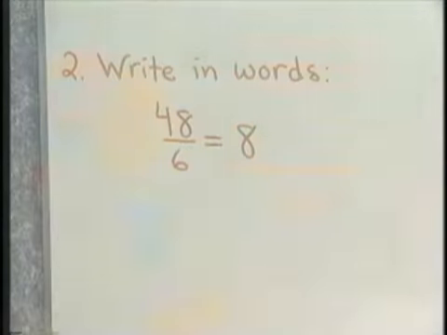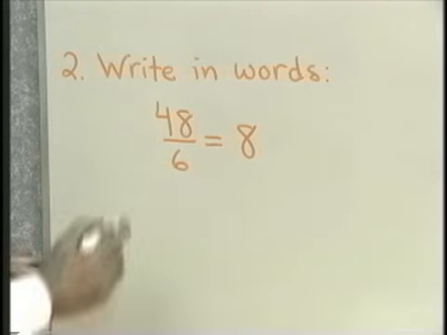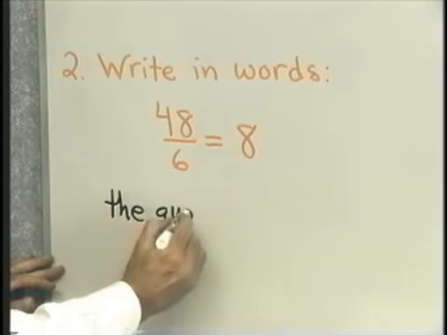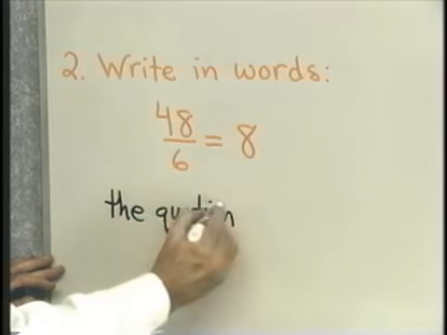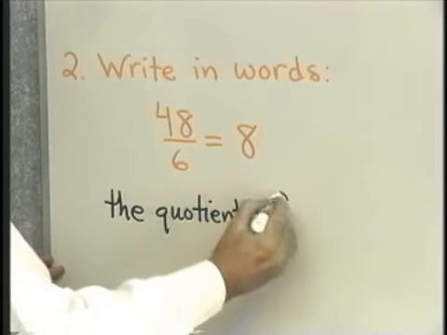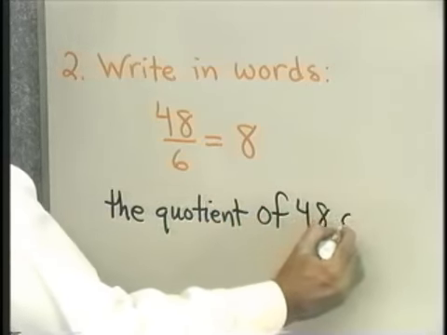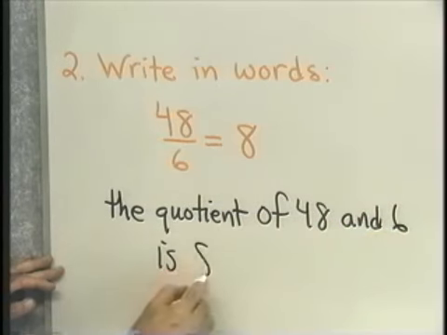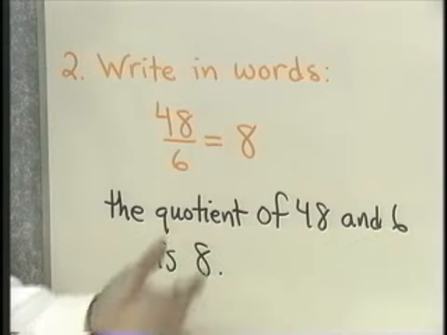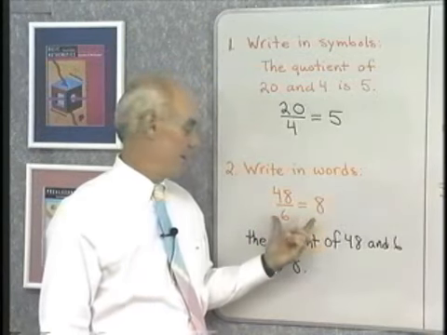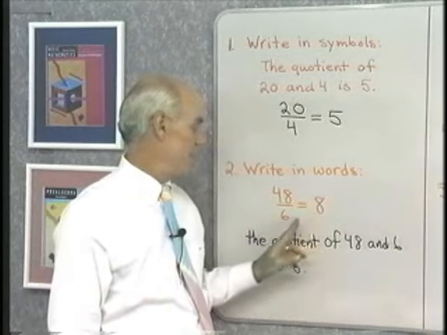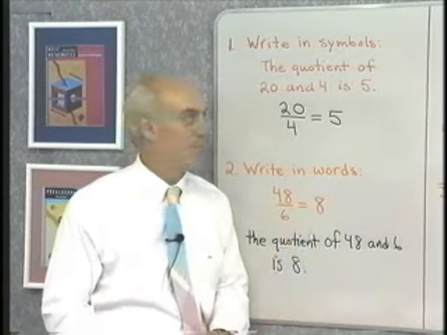Here's our next problem. Write in words, 48 divided by 6 is equal to 8. Well, how about if we say the quotient of 48 and 6 is 8. So the quotient of 48 and 6 is equal to 8, and that's true, isn't it? 48 divided by 6 is 8 because 8 times 6 gives us 48.